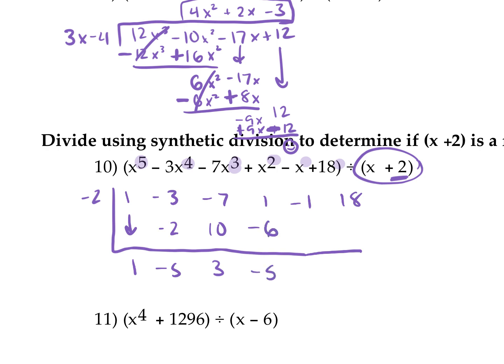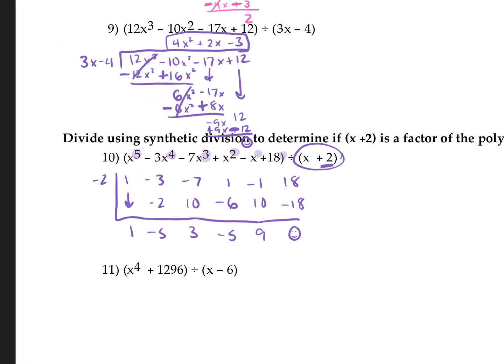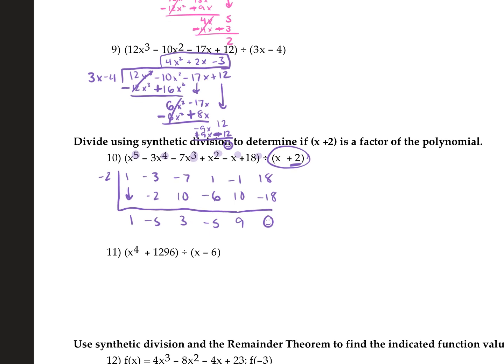Drop down the 1, multiply, add, multiply, add, multiply, add, multiply, add. We get 9, negative 18, add, 0. So since our remainder is 0, that means that x plus 2 is a factor. So we could say yes. Yes, it's a factor.